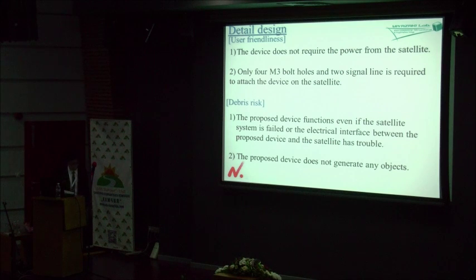Next, usability and deliveries. The proposed device meets each requirement. The device does not require power from the satellite. Both hold on to signal line in requirement to attach the device on satellite. The proposed device functions even if the satellite system has failed or the electrical interface between the proposed device and the satellite has trouble. The proposed device does not generate any object.